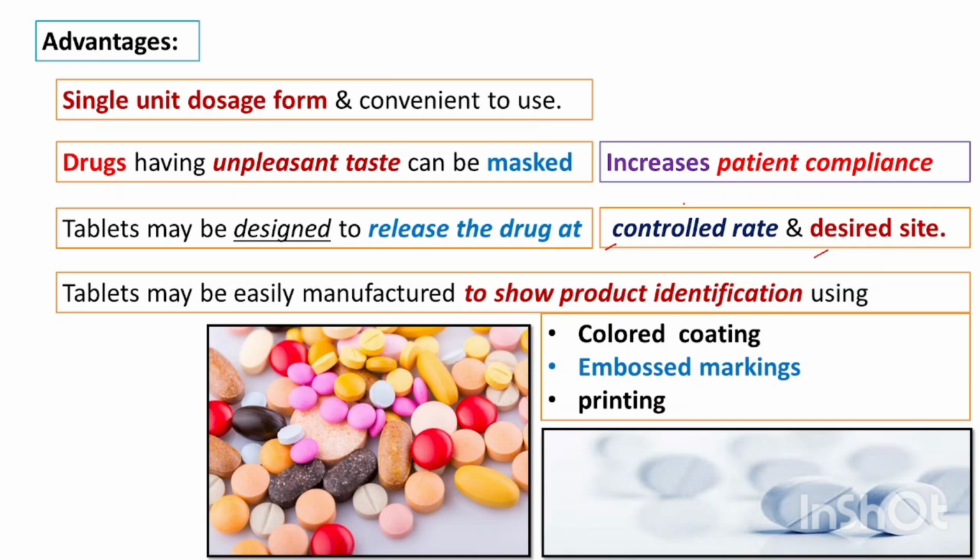That means for a long time we can release a drug slowly, which gives a prolonged pharmacological effect. Right. Next, tablets may be easily manufactured to show product identification using colored coating, embossed marking, or printing. See here, on the tablets we can see the marking, which means we can break it here to take half. In case of a child, we can break the tablet by this marking, and there are different colors and different printings to identify which tablet it is, for which purpose it is used, or which company manufactured it. So we can identify the tablet by different color coatings and printings, right?